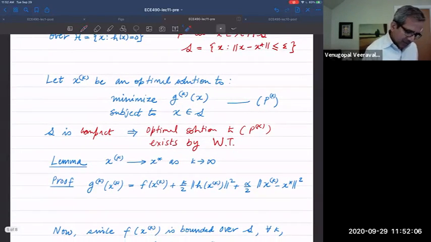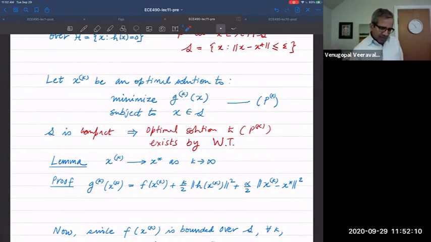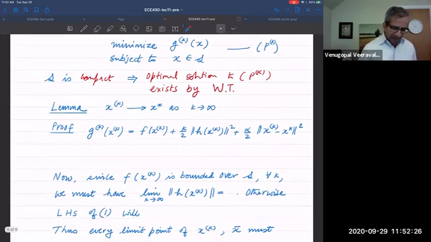So x_k, remember, is the solution to this constrained optimization problem. Now I'm going to establish that x_k converges to x star as k goes to infinity first. X star, remember, is the solution to my original optimization problem, a local minimum for my original optimization problem.